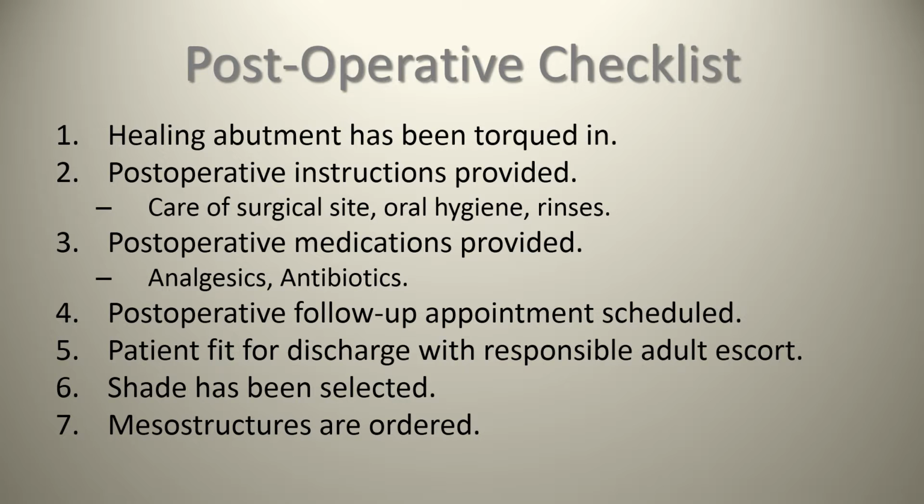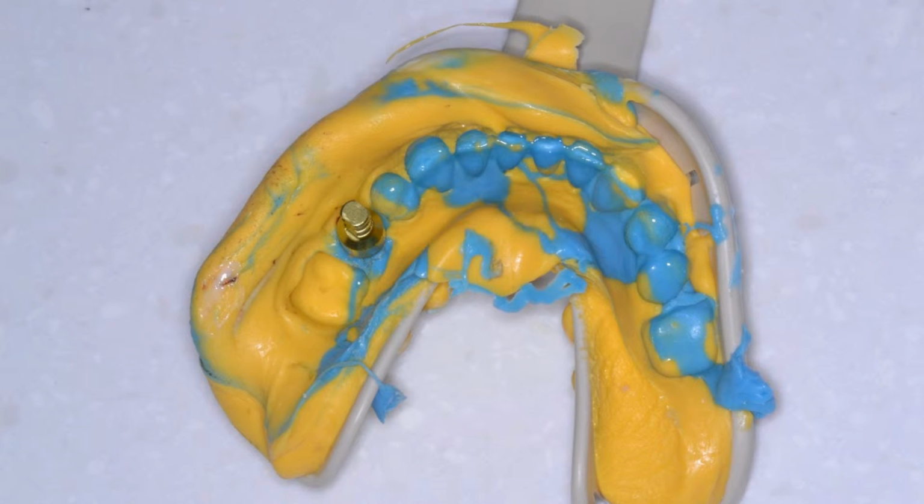And number seven, ensure that the appropriate mesostructures that are going to be required to fabricate this implant retained restoration have been ordered. So this would be in the form of either the fixture analog, sometimes it's the actual abutments, the prefabricated abutments, or sometimes the UCLA abutments or the gold titanium abutments. Make sure that they've been ordered so that you're not sitting there delaying the processing of this impression and production of the prosthesis.